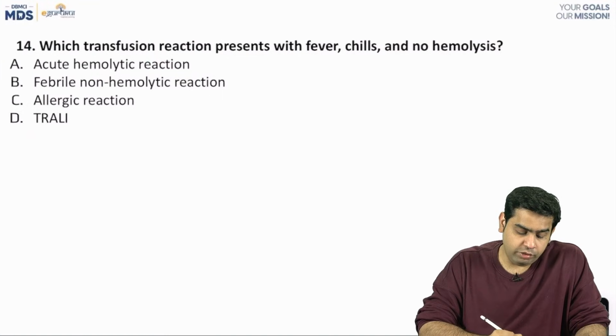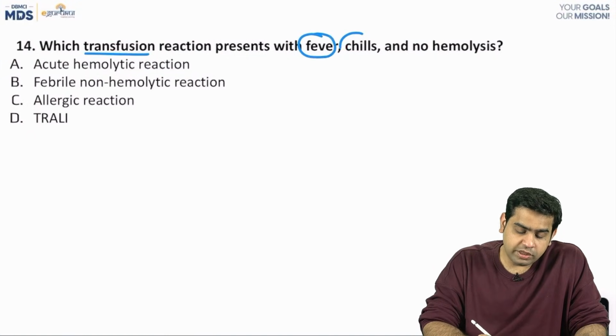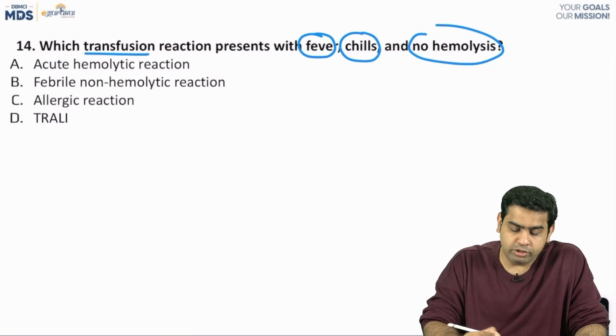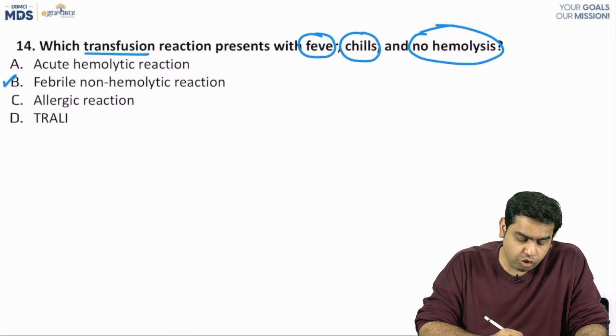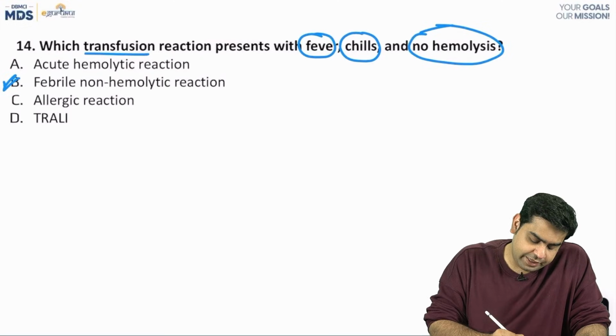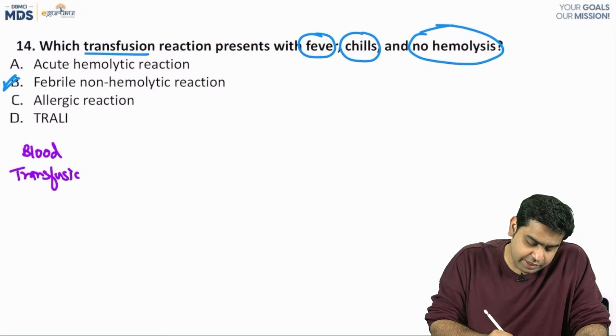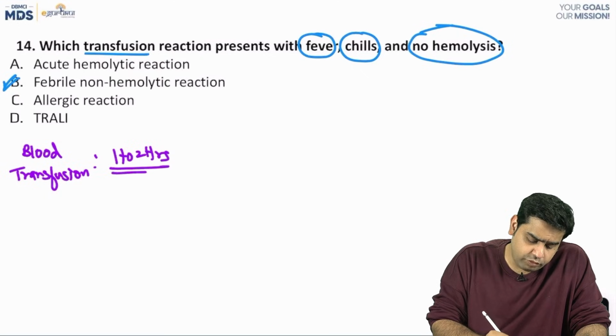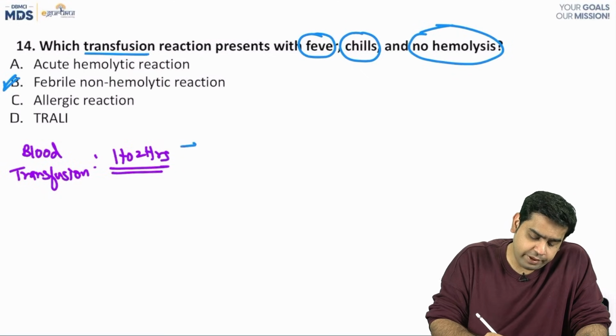Now, which transfusion reaction presents with fever, chills, but no hemolysis? Here it is a febrile non-hemolytic transfusion reaction. There's a patient in whom you have started the blood transfusion. Within 1 to 2 hours, or within 1 hour, the patient will develop mild fever.